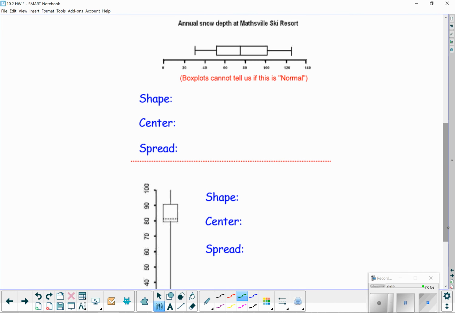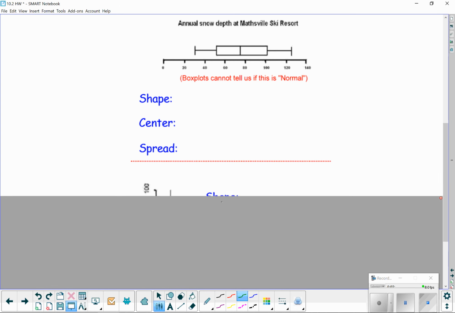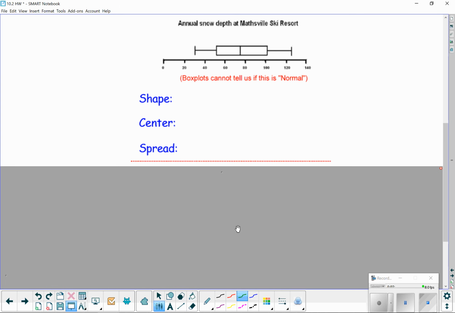Okay. So this one, annual snow depth. Let's try to focus. Annual snow depth at Mathville Ski Resort. Again, for the shape, you can see that 25% is in the first quarter, 25% here, 25% here. They're all 25%, and they're all nicely and evenly spaced out. Some may be a little bit longer or a little bit shorter, but I'd say that they're all pretty much even. So I'm going to say that this right here is a symmetric shape.